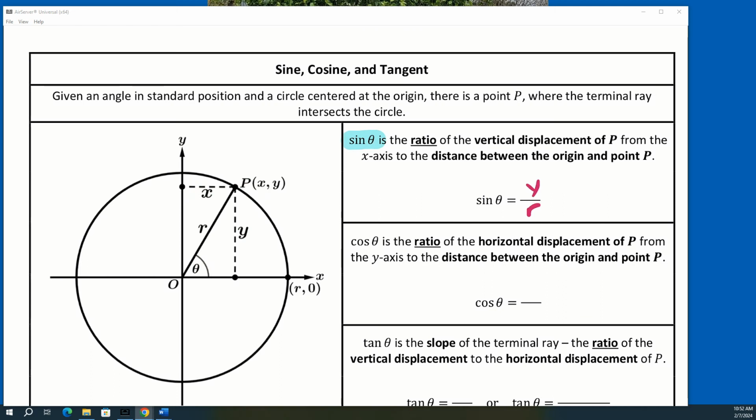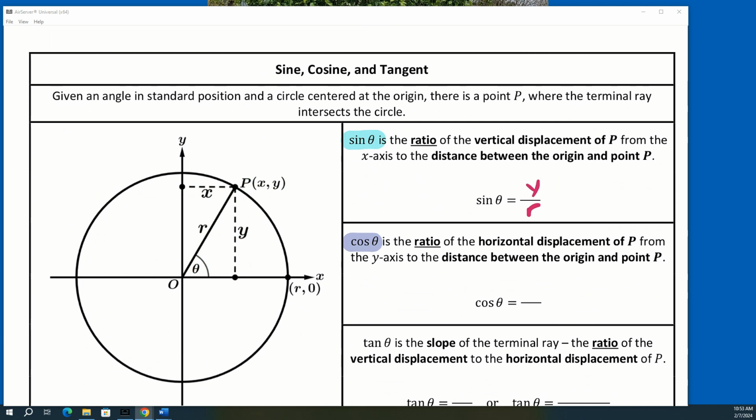All right, so for the sine, like I just said, we're going to do the y, or the y coordinate, divided by the radius, which is basically the same thing as the opposite divided by the hypotenuse. Okay, and then we're going to think about the cosine as the ratio of the horizontal displacement of P from the y-axis and the distance between the origin and P.